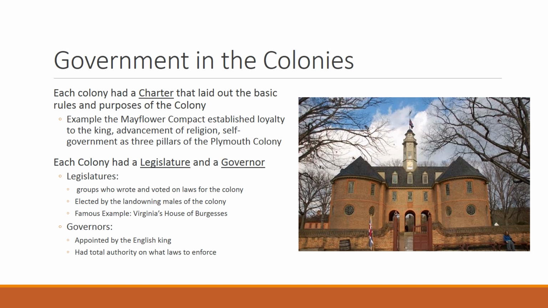So even though the legislatures seem really important and seem like they're pretty powerful, a lot of the real power rests in the hands of the governors, and therefore in the hands of the English king.